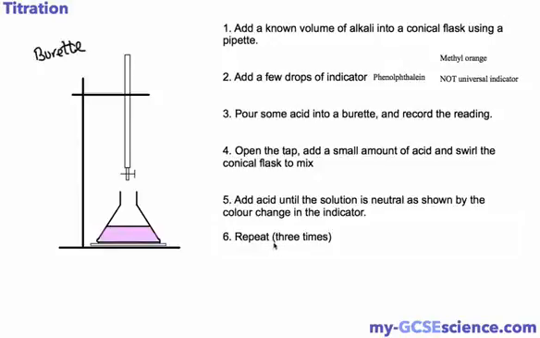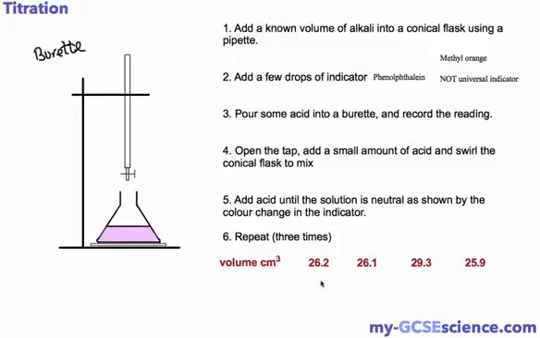Now, the reason why we repeat is because often on the first go you don't get it quite right. You go maybe a bit too far, but once you realize roughly how much you're going to have to add, you can refine your measurements. Here's a sample of results that you might get. So we've got the volume of acid added is 26.2, 26.1, 29.3 and 25.9, and what we can do here is we can take the readings and actually take the mean reading to give us a better value.